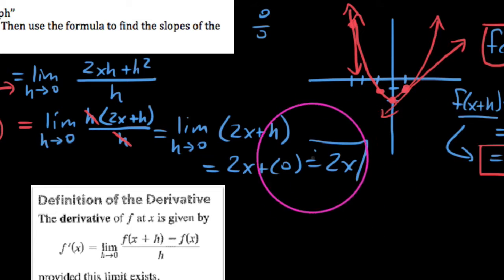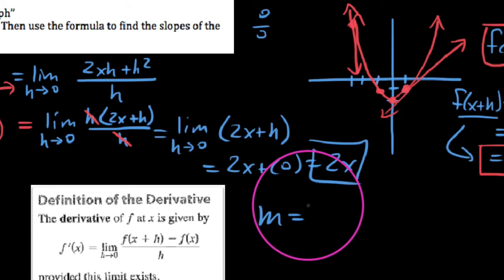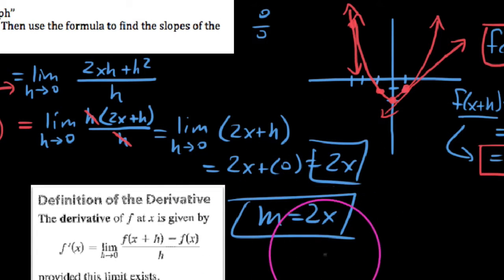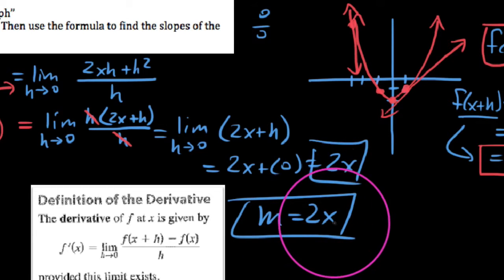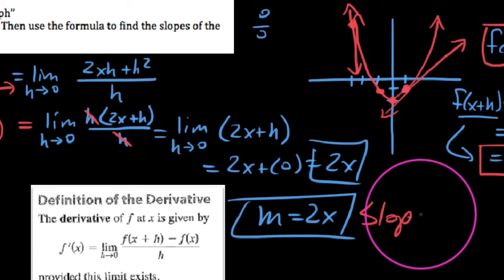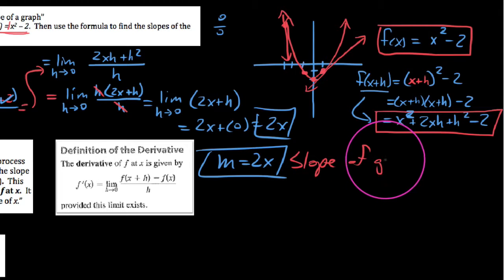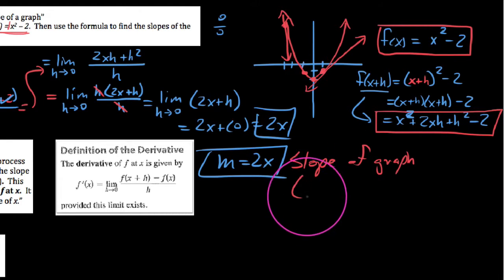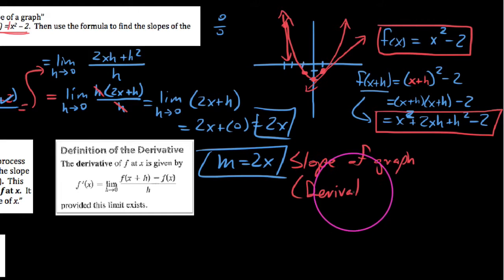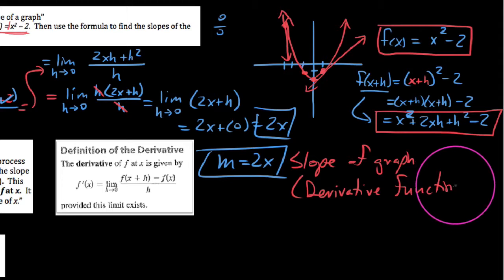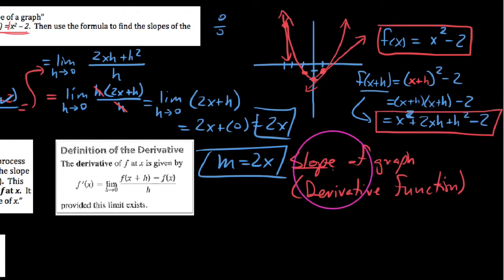Now I want to hold on to this, because what we're saying is the slope of this graph is equal to 2x. This is the slope of the graph. And this actually is a formula, it's a function, and it gets a special name. We refer to it as the derivative function. We have derived this from the original function, and what this does is it tells us the slope of the graph at any given x value.